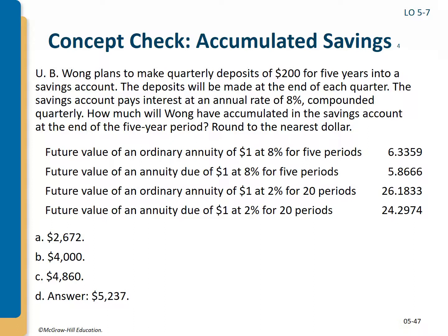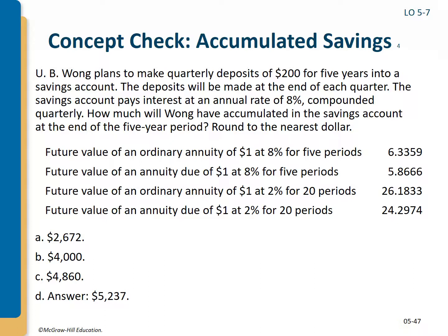Am I in the right thing? What are they doing here? 2%, future value of an ordinary annuity. I think this is a little jazzed, guys. Hold on one second. They're using the wrong amounts here. What the heck are they doing?